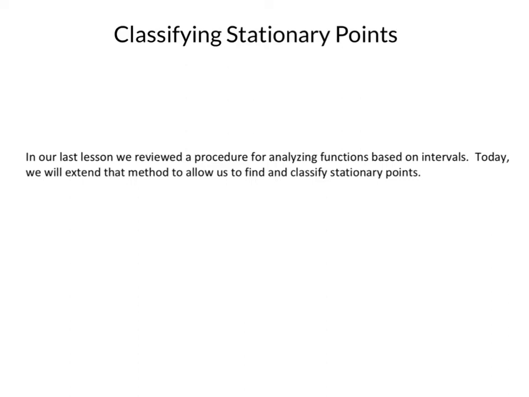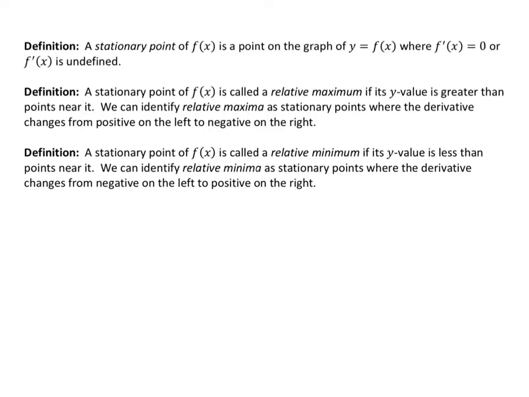And let's begin. We're going to begin our learning today with a few definitions. The first definition is one that we should already be comfortable with: the idea of a stationary point. A stationary point of f of x is a point on a graph where either the derivative is 0 or where the derivative is undefined. We haven't seen very many examples where the derivative is undefined, but I wanted to mention it because it is something that will come up eventually. So for now, we're really going to be focusing on where the derivative is 0. And so that's a stationary point.